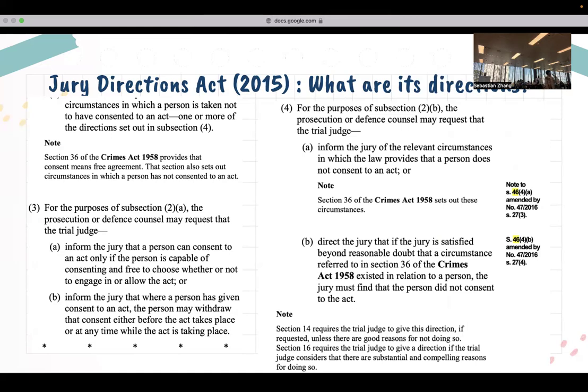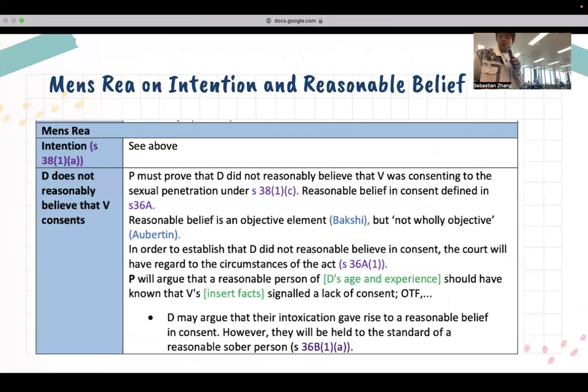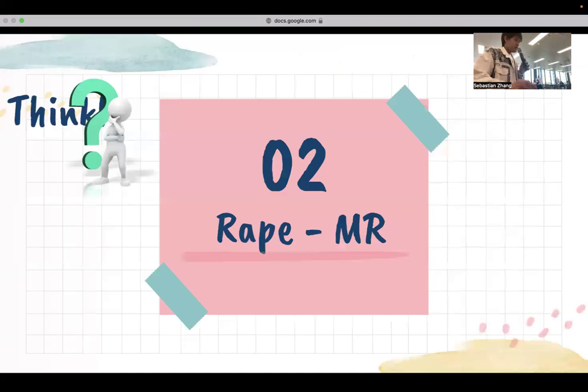Okay. And then it might be under 46(3), under subsection 4. Okay, you may request the trial judge, blah blah blah. Relevant circumstances, consent, Crimes Act, 36, whatever. You go and read through this and you see what is relevant and you pull it out for your exam. Okay. Now we're going to look at mens rea before that. Any questions?